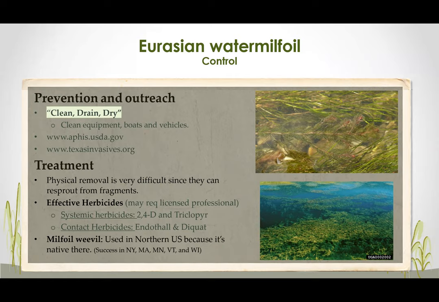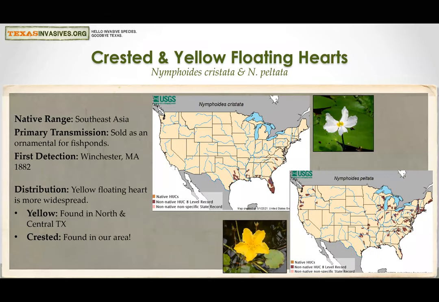But distribution of a milfoil weevil is not being talked about in Texas yet, like a Salvinia weevil is. So the next ones, again, these have not been reported just yet. There's very few reports, I apologize. There's very few reports of these two floating heart species. You've got Nymphoides cristata, the crested, and Nymphoides peltata, the yellow floating heart.